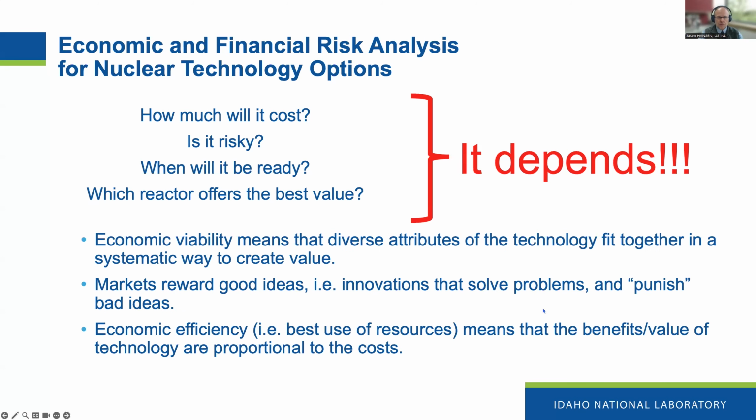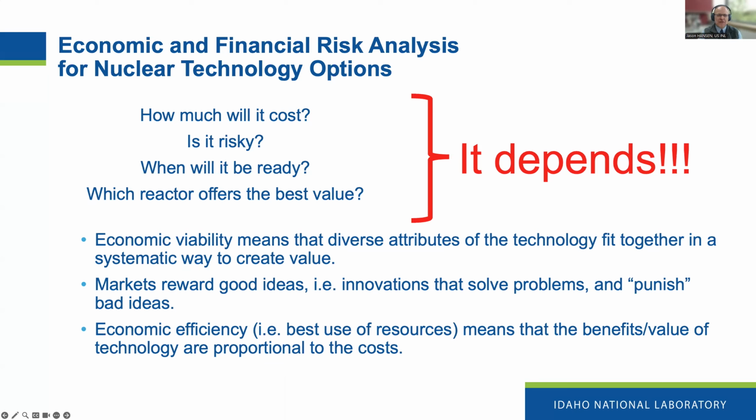So the reason for that is because economic viability means that the different diverse set of attributes that are associated with the technology all come together. They fit together in a puzzle, you might think. And economics is how they all come together in this puzzle-like fashion.